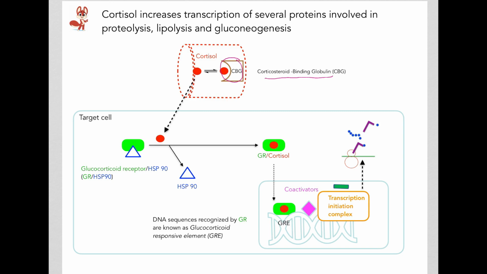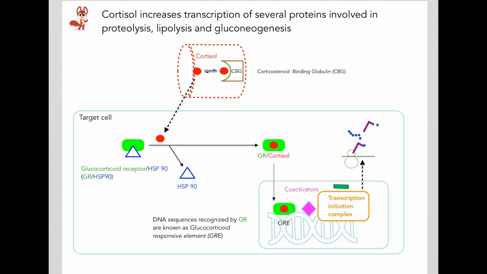This is in dynamic equilibrium with the free cortisol. So the free cortisol, this free form that's not bound to the protein, will diffuse into the target cell. Because the membrane is hydrophobic and this is a steroid hormone, cortisol will diffuse into the cytoplasm of the target cell.